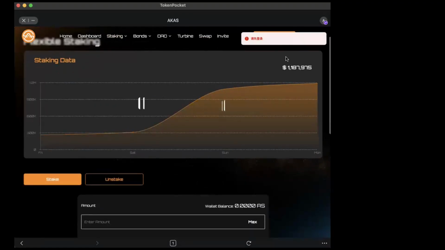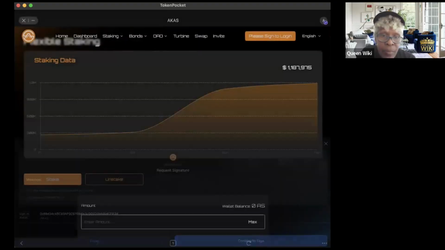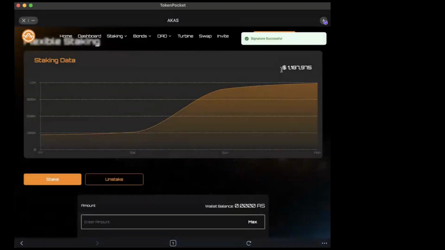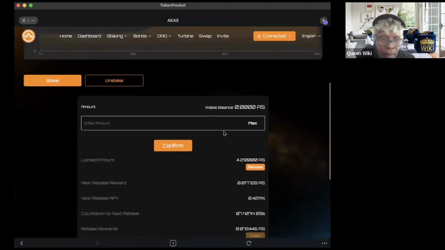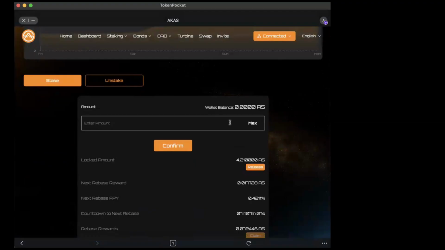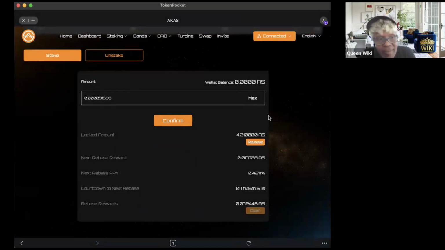This is the staking data for the flexible staking. This is the amount that we stake for the flexible staking. At the bottom here there's the amount that you can choose. My max is about 0.0000915993. When they get their AS, they'll have more and then they can stake.